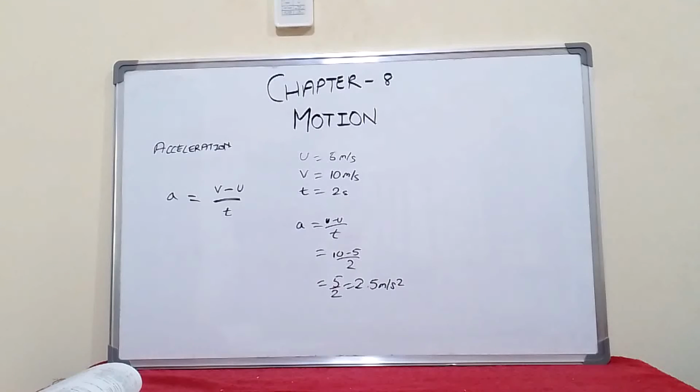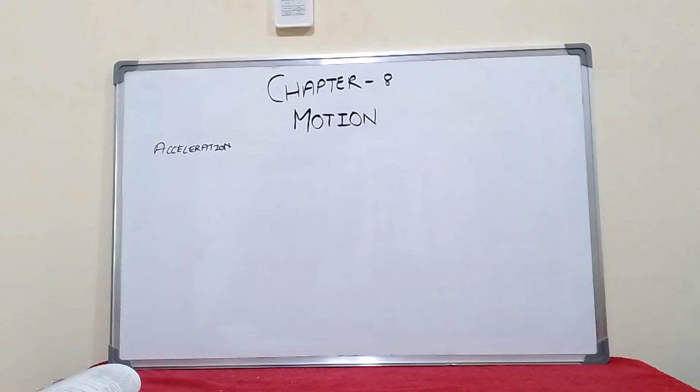Now let's move forward and see about graphs. Before we move to graphs, let's have a quick glance at the meaning of uniform acceleration and non-uniform acceleration. It's quite simple. We had learned what non-uniform motion and uniform motion are, and the same thing applies here. The difference is that instead of distance, we're talking about velocity. So if the velocity changes in equal amounts in equal intervals of time, it will be uniform acceleration.